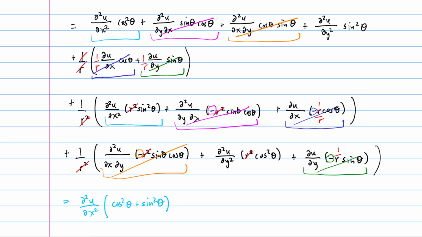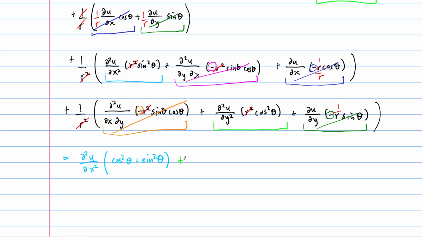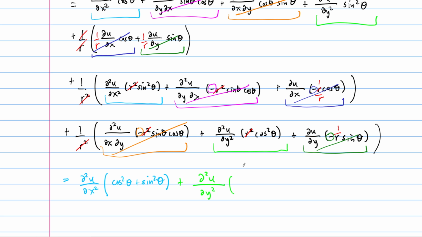All right, and I'm running out of colors. Do a bright green, I guess. The last term is this one, d squared u dy squared sine squared theta, d squared u dy squared cosine squared theta. So same deal happens here, right? So this is d squared u dy squared times, again, sine squared plus cosine squared.